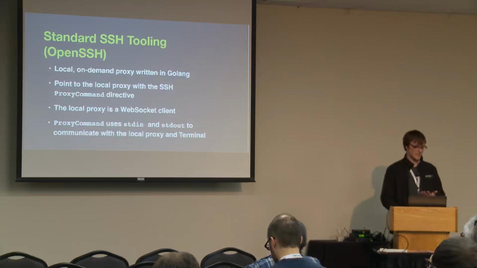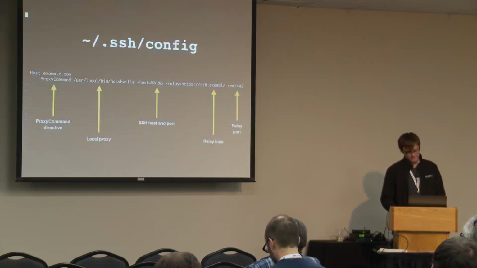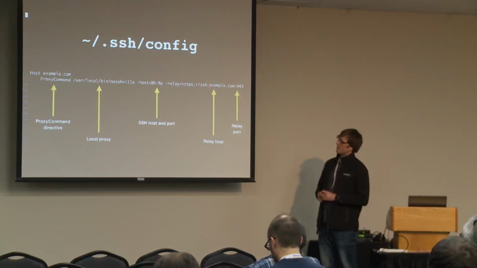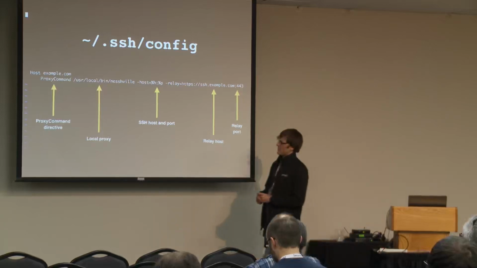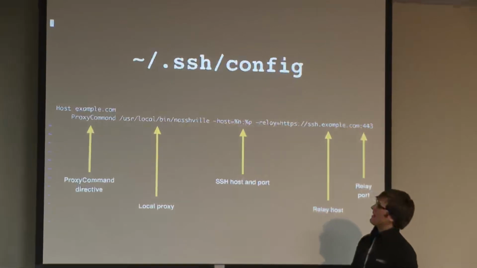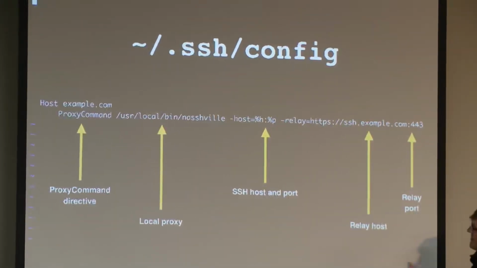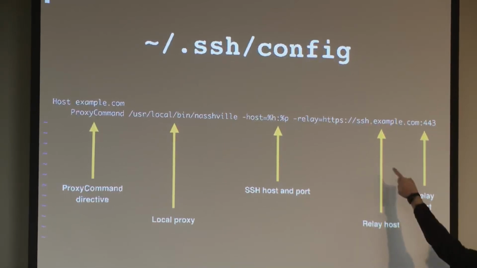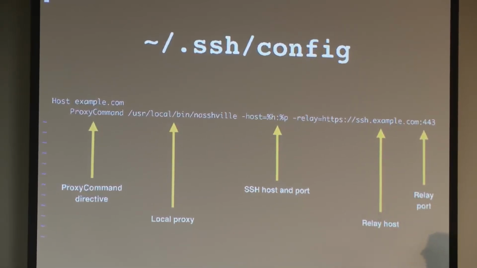And this local proxy, like I think I said earlier, is also a WebSocket client. Okay, so here's what the SSH config would look like. You can see we cleverly called it Nashville because NASSH. But other than that, we get the SSH host and port, and then we specify this relay host here as well.